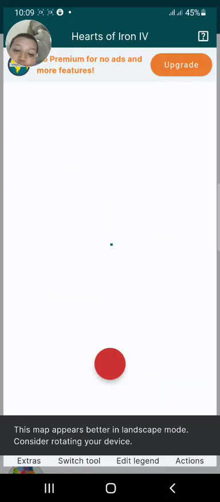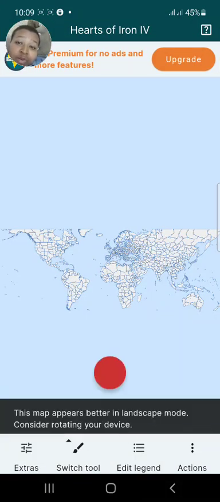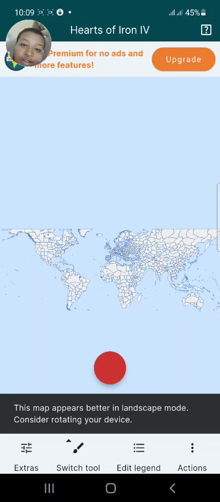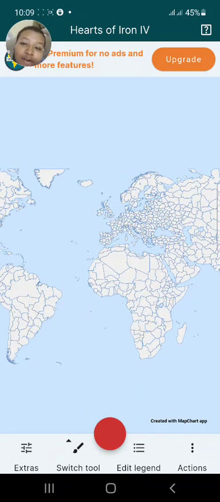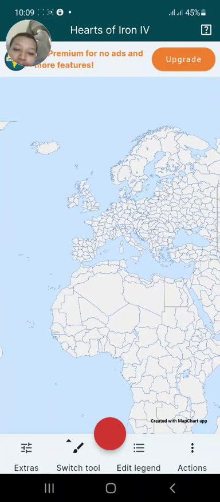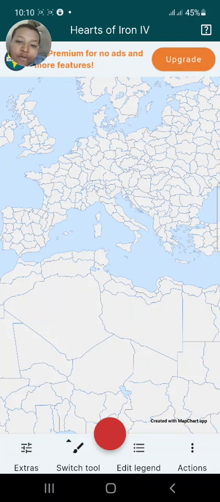Here's another one based on a game made by the same people who made Europa Universalis, Paradox Interactive. This one is Hearts of Iron 4. The other one, Europa Universalis, is set in the time period of the early modern age, and this one is set in the time period of World War II.